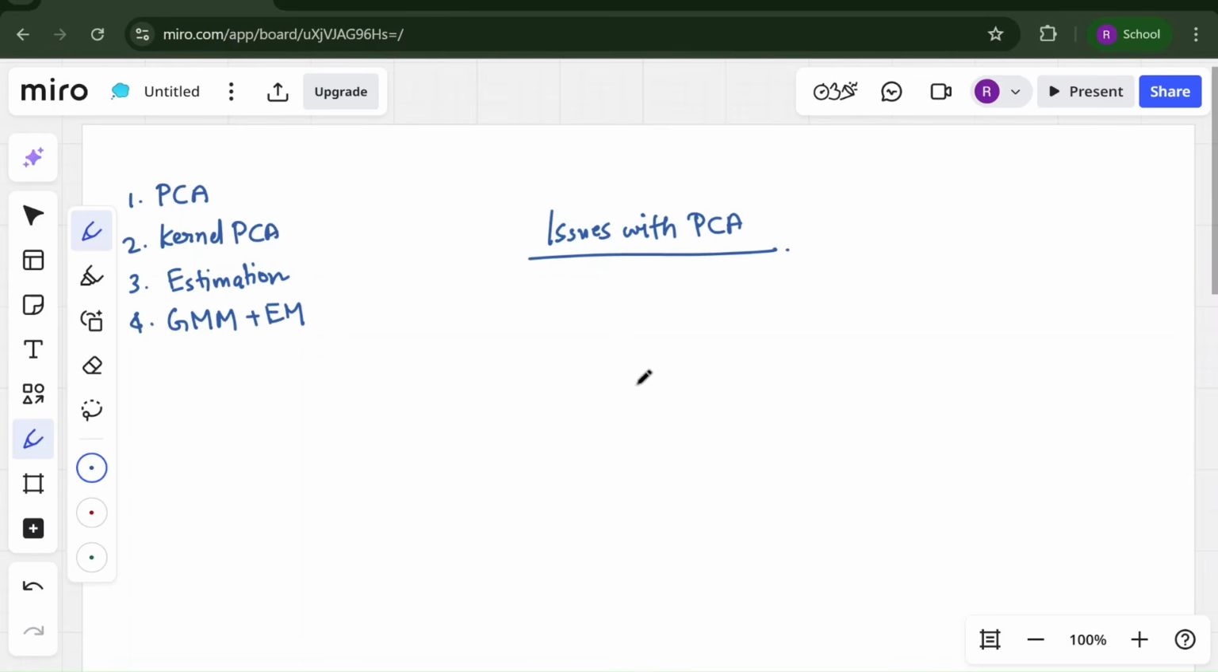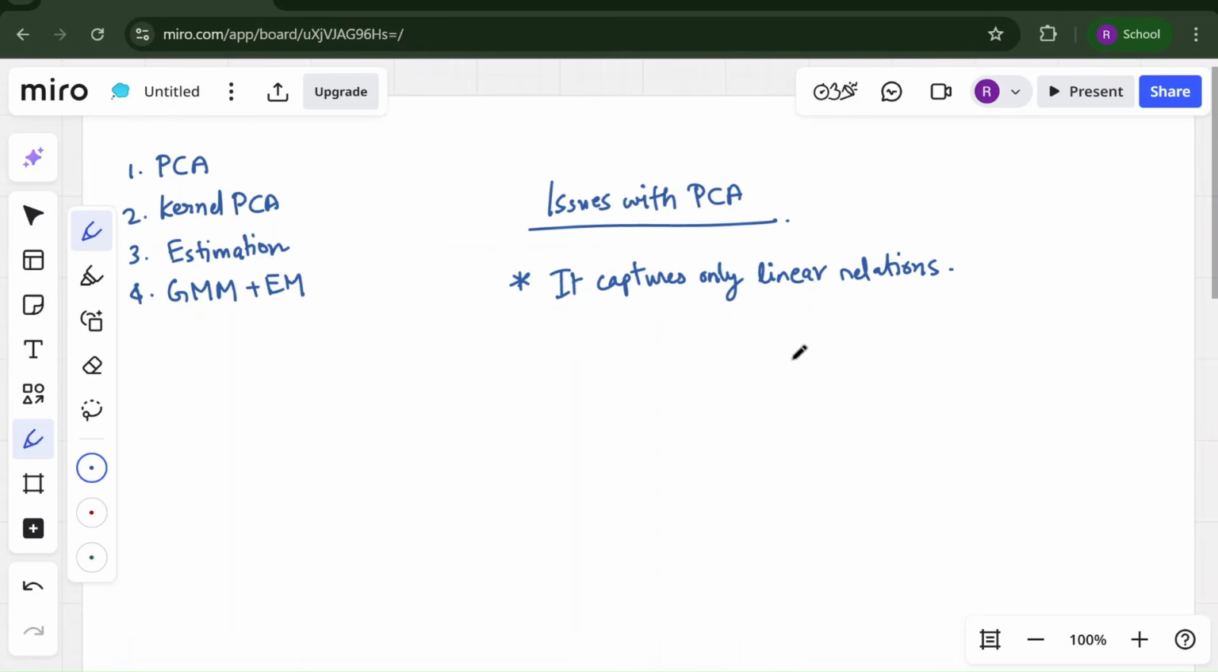All right. So there is one primary issue with PCA. The primary issue is that it captures only the correlation or the linear relation. So it captures only linear relations, which means that if you have a data set which looks probably something like this, then it will not be able to capture this particular curved relation.